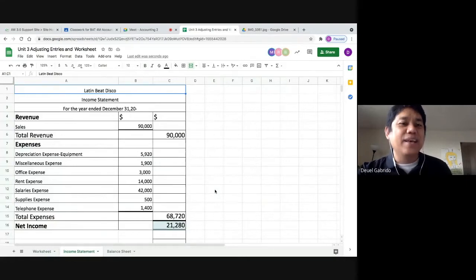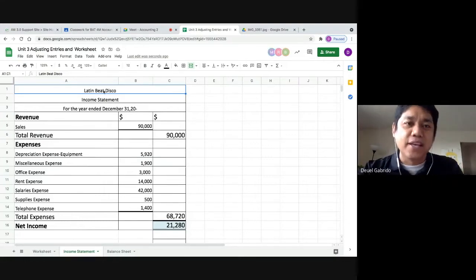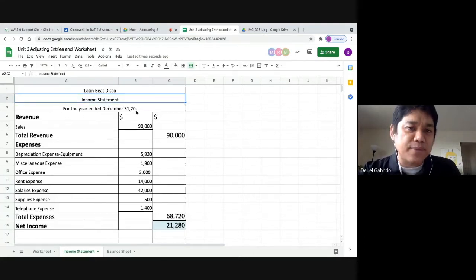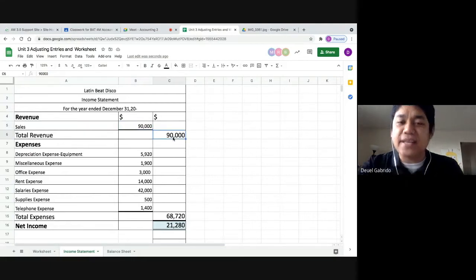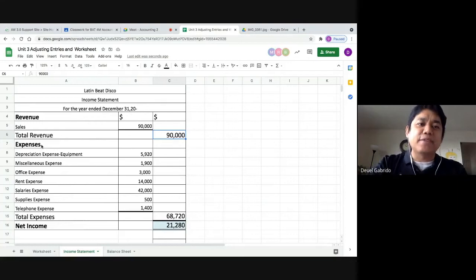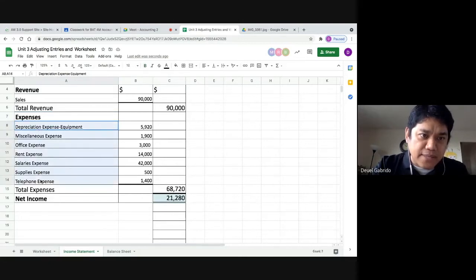We will make a formal income statement based on the scrap paper that we made. So you put the words Latin Beat Disco, income statement, and then, of course, for the year ended December 31, 20 something. You write down your revenue heading. Sales is 90,000 because there are no other sources of revenue. You just bring that down in the second column. And then afterwards, you list down all the expenses. I arranged it in alphabetical order, guys, from depreciation going down to telephone.